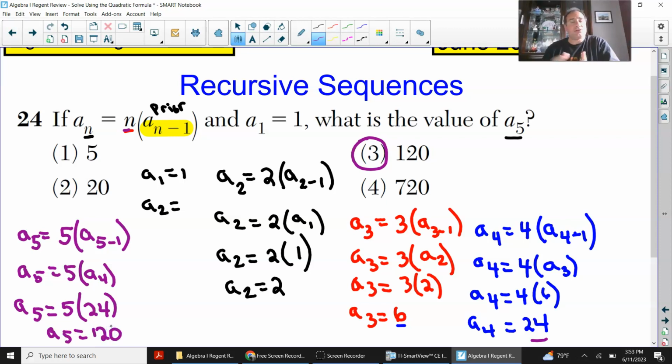That is all a recursive formula is. That's a recursive sequence. That's all it is. They give you the formula, and you just follow it to the letter.